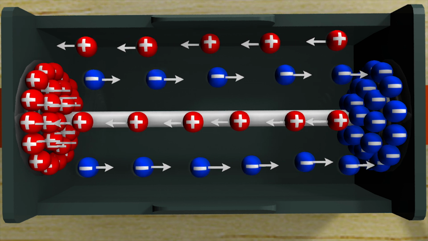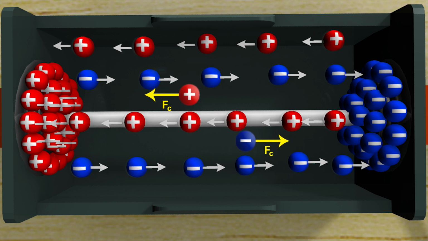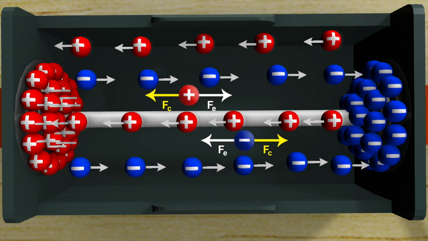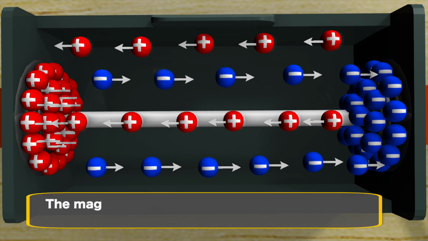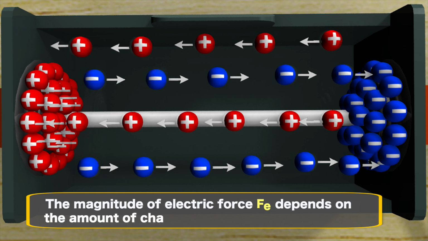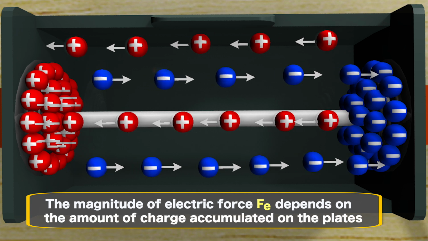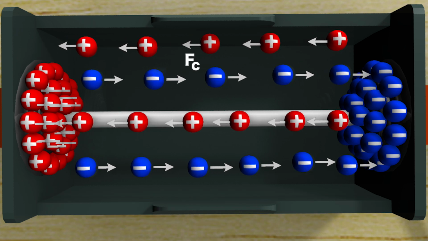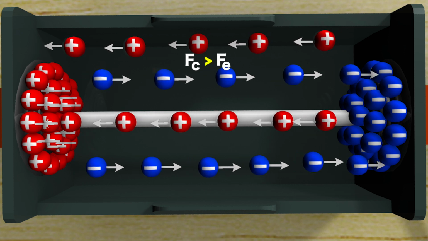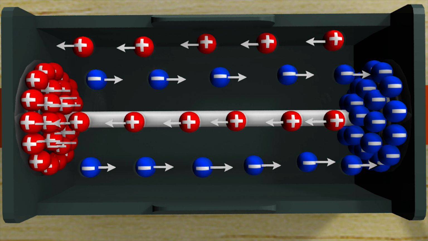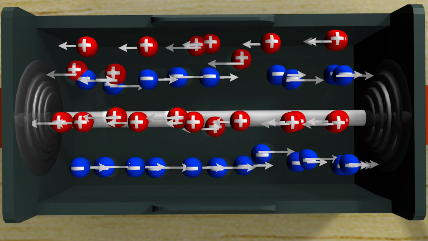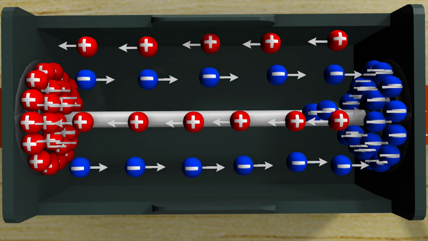At this point, ions in motion experience another electric force Fe in the direction opposite to the chemical force Fc. The magnitude of electric force Fe depends on the amount of charge accumulated on the plates. The chemical force Fc is stronger than the electric force Fe. Fc is greater than Fe. Until accumulation of charges is sufficient on the plates, ions will travel towards their respective plates.